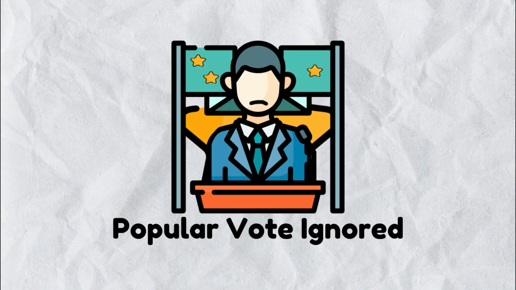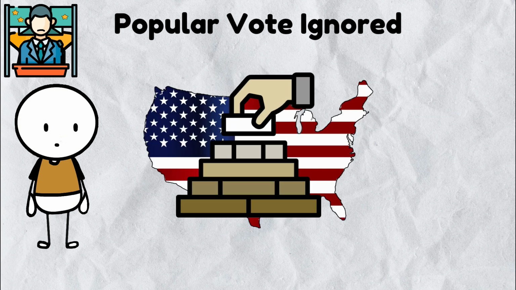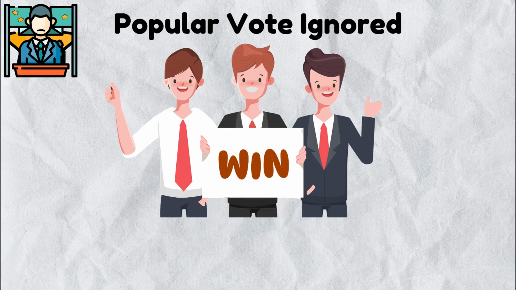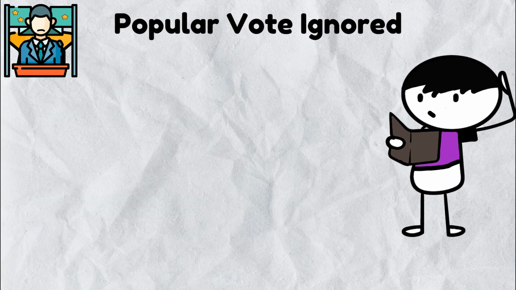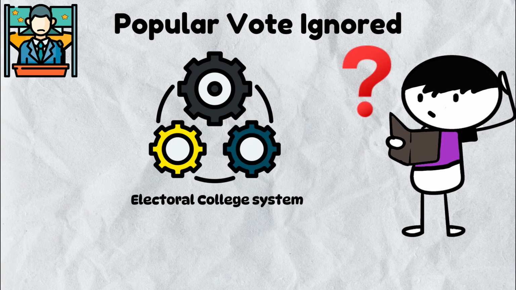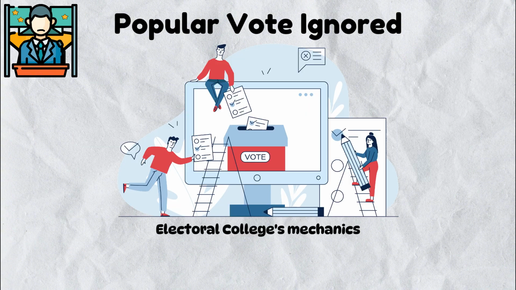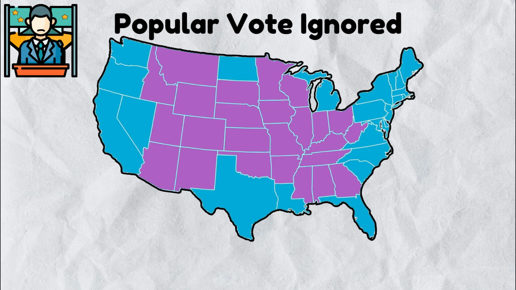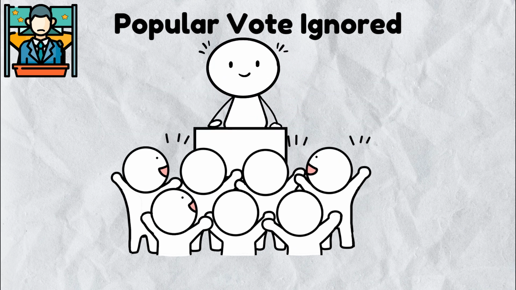Popular vote ignored. The disproportionate power given to certain states during the nation's founding has evolved into a different imbalance. In recent elections, we've seen candidates win the presidency while losing the popular vote by substantial margins. This phenomenon raises questions about the fairness of the Electoral College system and its alignment with democratic principles. The Electoral College's mechanics can lead to outcomes that diverge from the national popular vote. In most states, the winner-take-all approach awards all of a state's electoral votes to the candidate who wins the majority of the popular vote in that state.